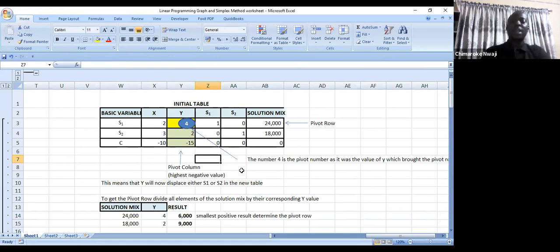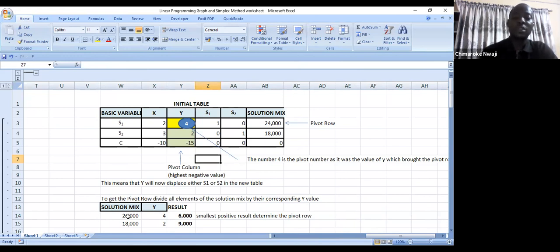All right. Now, how do we know which of S1 and S2 to replace? The only way to do that is to look for the pivot row. How do we know the pivot row? You take each of the numbers here, 4 and 2, and you divide them by their respective solution mix.